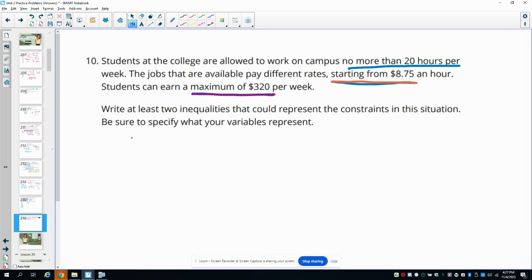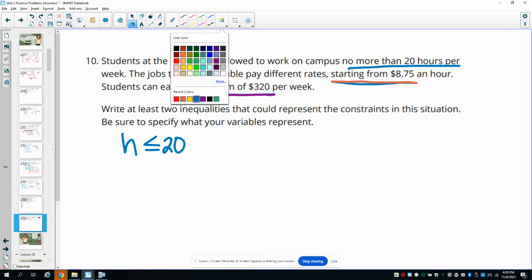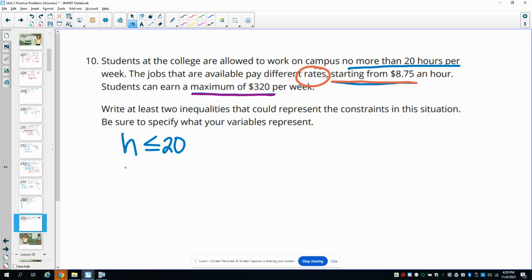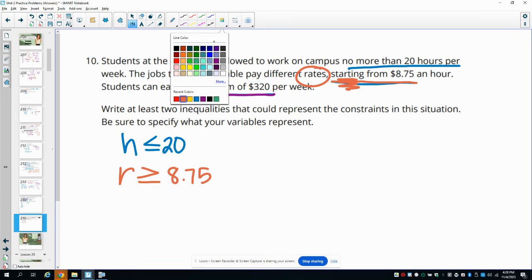So for the hours, they can't work more than 20. So if I call H the number of hours that they work, that needs to be less than or equal to 20. Then the amount of money that they're getting paid per hour, their pay rate, I'll call this R for rate, is $8.75 or more, because it's starting at $8.75, which means the rate is greater than or equal to $8.75.